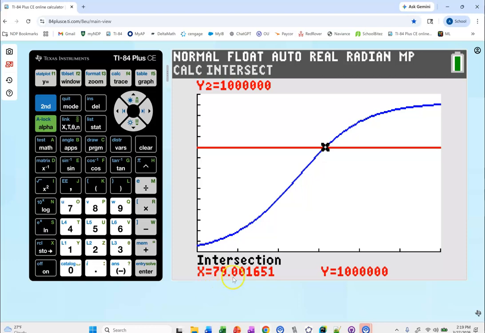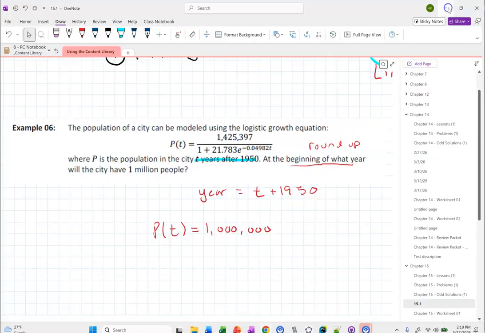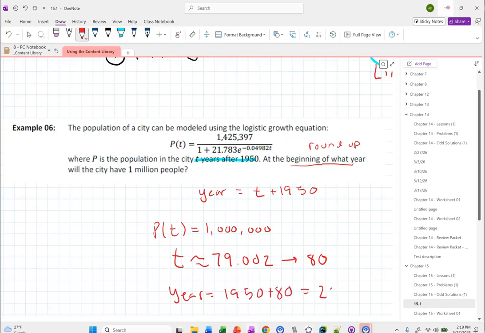So I get 79.002, we'll say. Now, I noted, because it's talking about the beginning of what year, I have to round up no matter what. So that's going to be 80. So my year should be 1950 plus 80. So that would be the year 2030. How'd that feel here, dudes? It's all right?